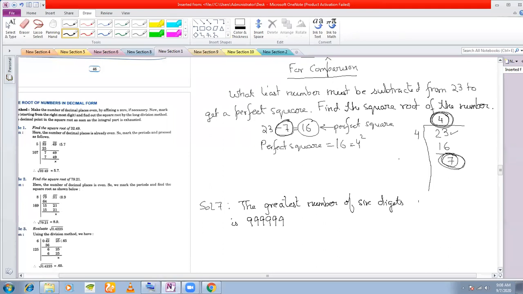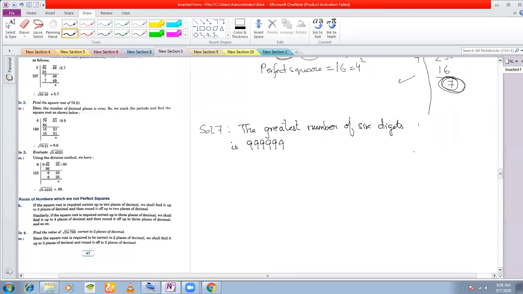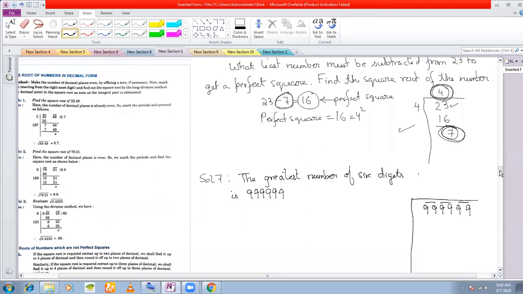We shall proceed exactly as I have proceeded here, by the division method. You don't exactly find the square root, but we'll only take the quotient. We'll proceed as we do in the division method. So you have 9, 9, 9, 9, and you pair these numbers. Compare these two methods, for 23 and for 999,999.